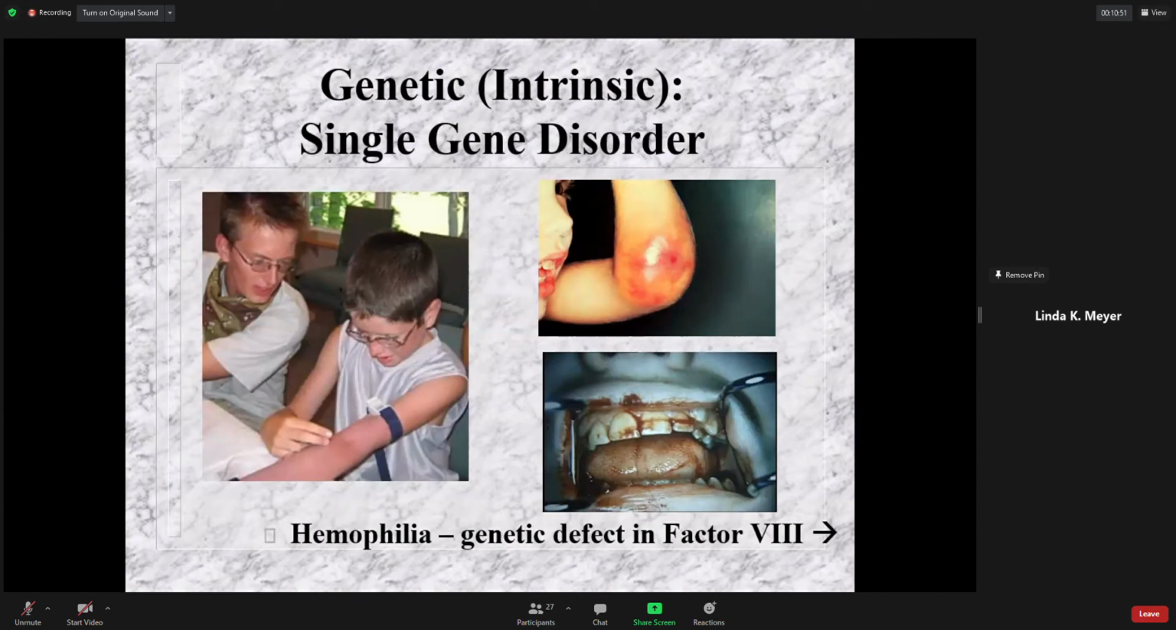So one example of a single gene disorder is hemophilia. It's a genetic defect in clotting factor number 8. And so these individuals have to have replacement blood transfusions and medications to help with their proper blood clotting.